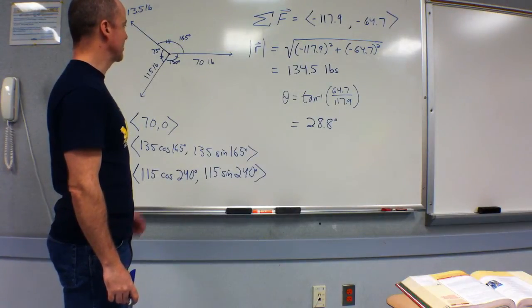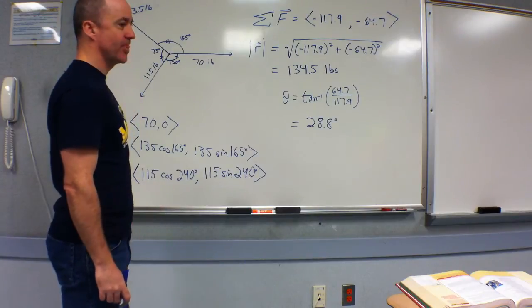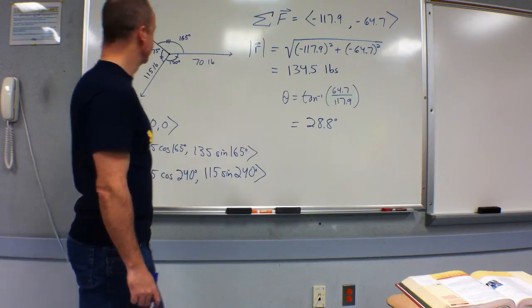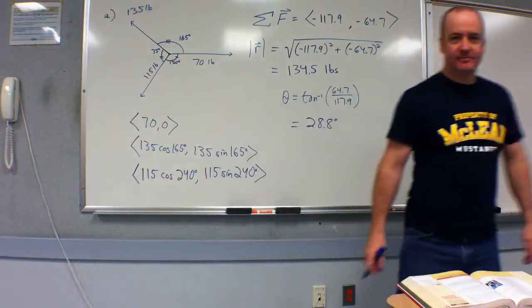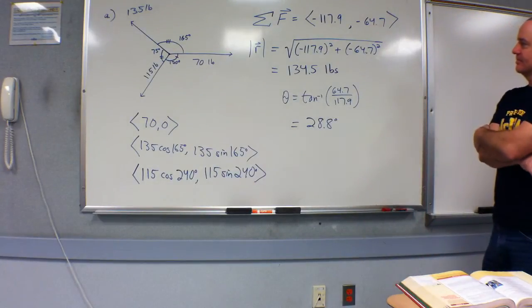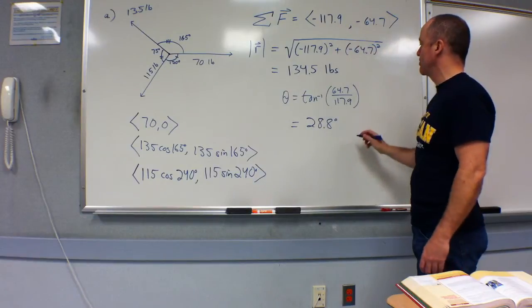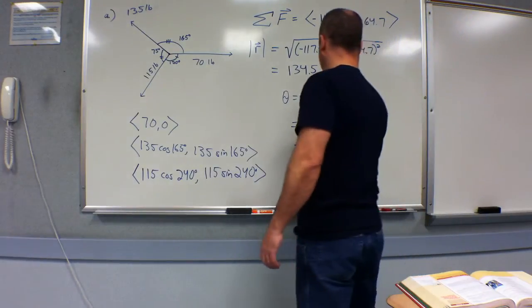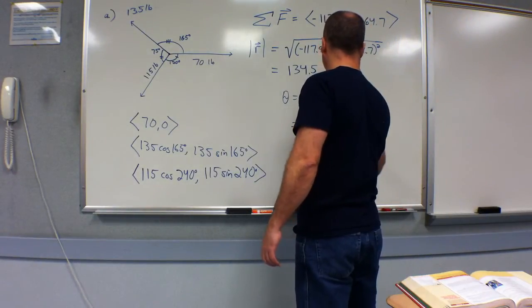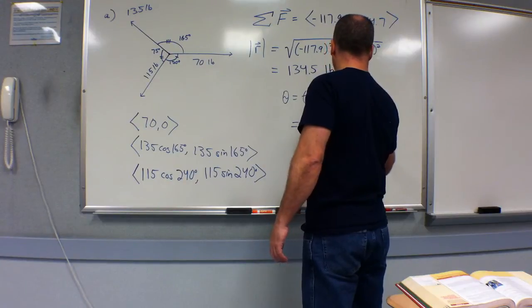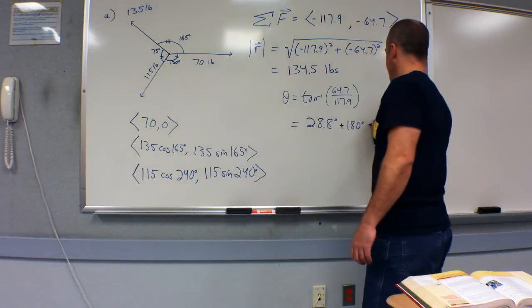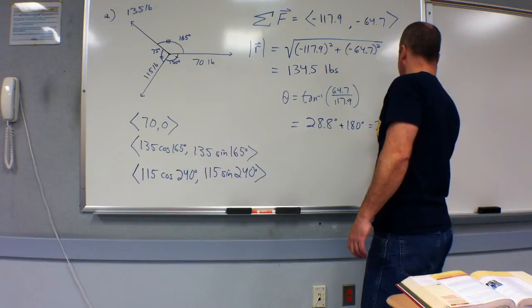Which way do you think this is actually going? It's going in the third quadrant, because there are two negatives. Yep, with these two components, you know it's in the third quadrant. And then you just add 180, so the actual direction is 208.8 degrees. Or can you just say southwest?